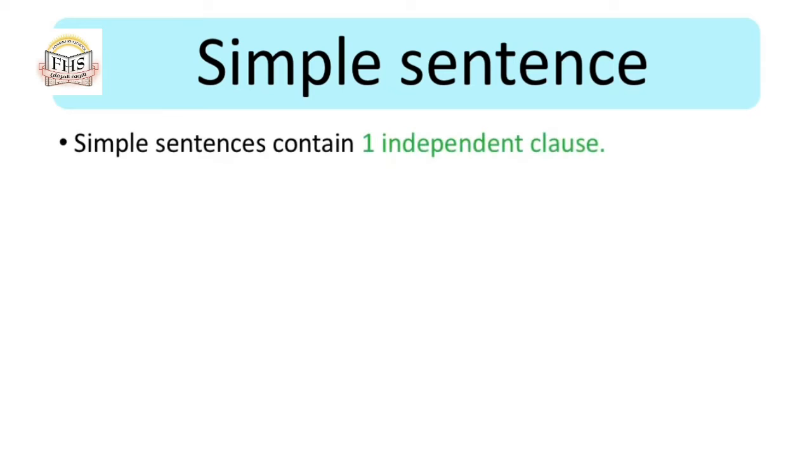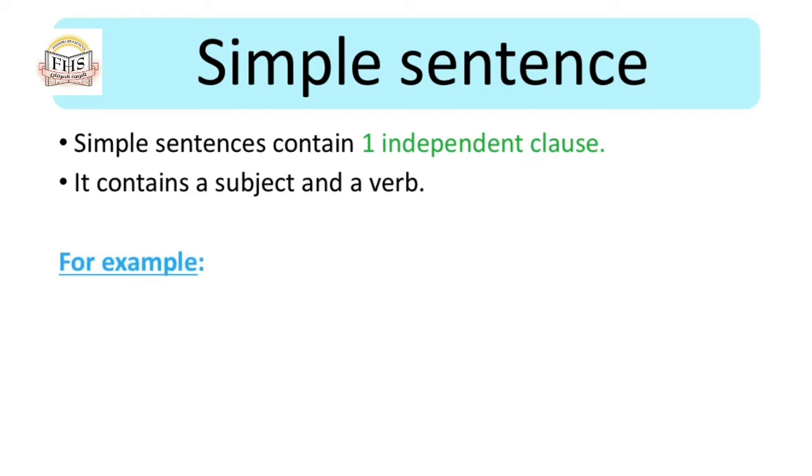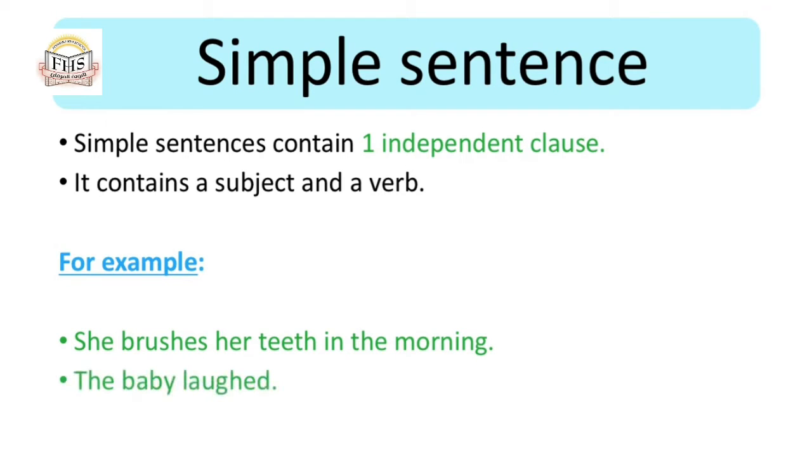The first type we will learn about is a simple sentence. A simple sentence contains one independent clause. It also contains a subject and a verb. For example, she brushes her teeth in the morning, or the baby laughed.